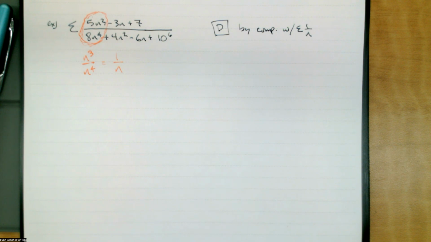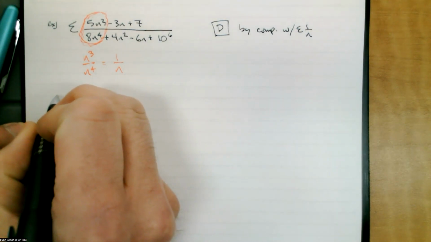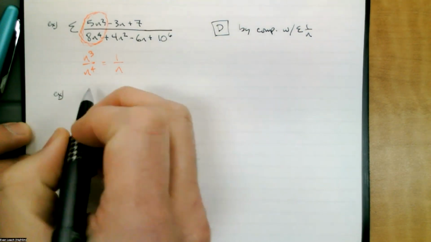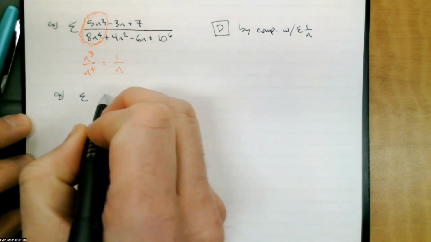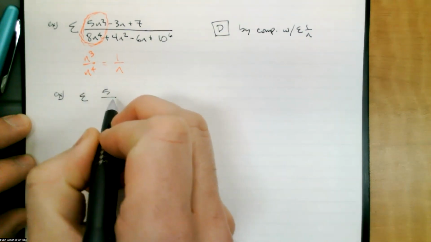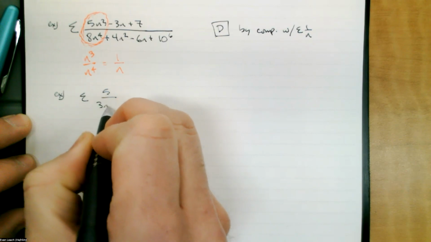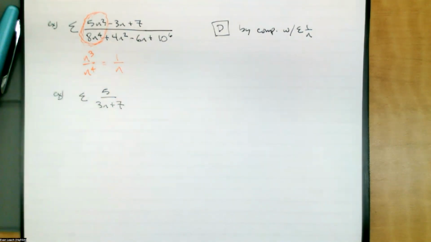The importance of the comparison test is not being able to write the comparison test. The important thing to note in the comparison test is that you already know if the series converges or diverges. So if I gave you, for example, the series 5 over 3n plus 7, we look at what's important. Does this converge or diverge? You have 3 seconds. Diverges.